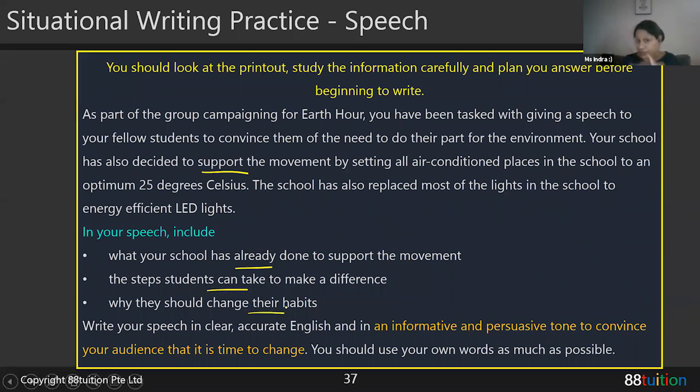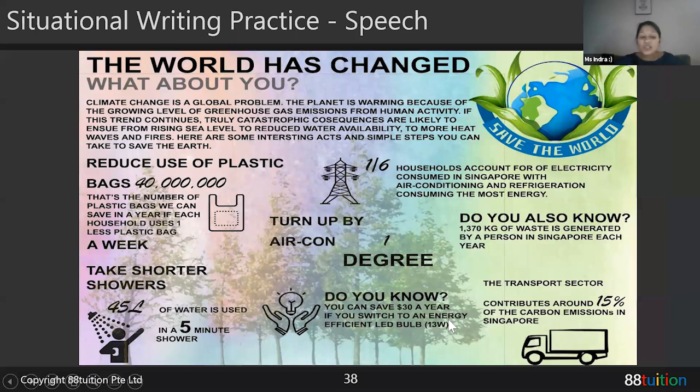Okay, so it's a speech. Firstly, we need to remember, make sure it's an informative and persuasive speech, right, in that kind of tone to convince your audience that it's time to change. Okay, now this is what we've been given. Okay, we all know the pros and the cons, right?